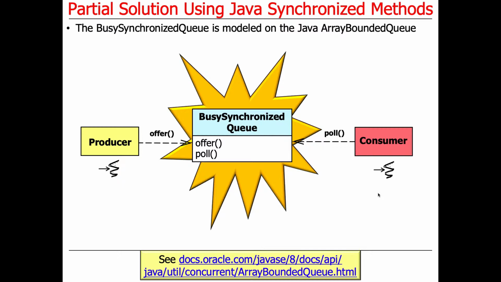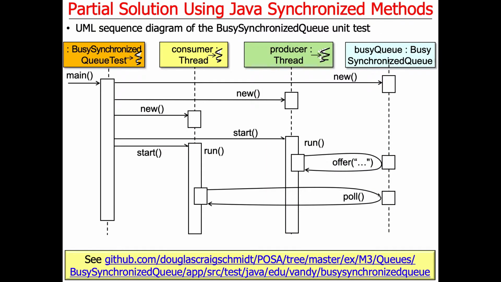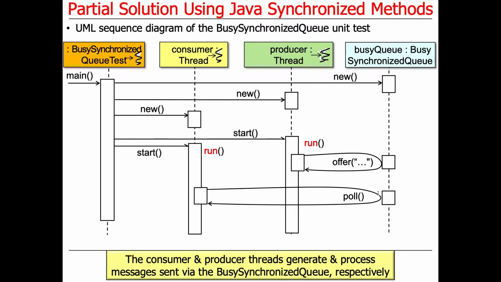The synchronized queue is modeled on the array bounded queue that we looked at before. The busy synchronized queue implements bounded queue just like buggy queue did. Here's the sequence diagram. That looks very similar as well. So we make a test thread. We make a busy synchronized queue. We make a producer and consumer thread. We start them and they start to run, and the producer thread adds stuff to the queue, and the consumer thread pulls them out of the queue.